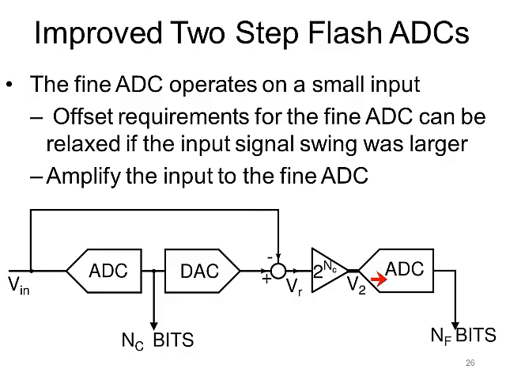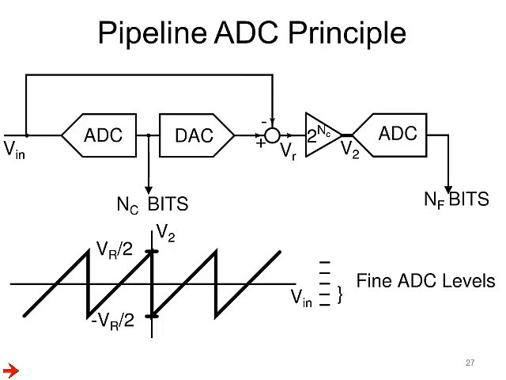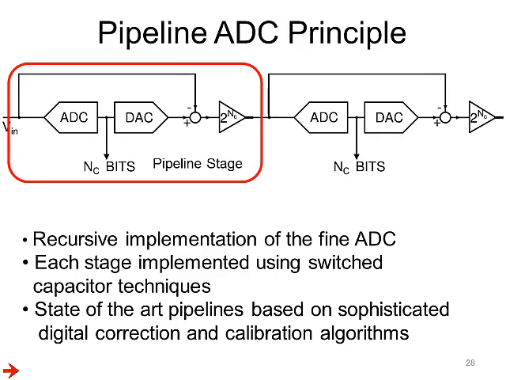This is the principle of the pipeline A to D converter, where what one does is to implement the fine ADC also based on the same principle, that is, it's a recursive implementation of the two-step. So a pipeline ADC design would have a cascade of stages where each stage generates a coarse estimate, subtracts it from the input, amplifies it by some factor, and then passes it on to the next stage.